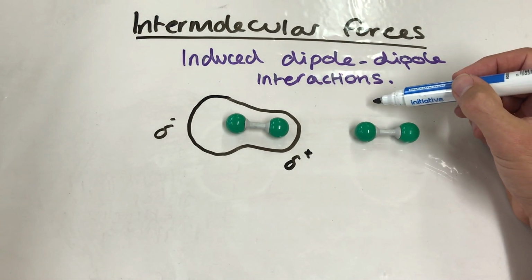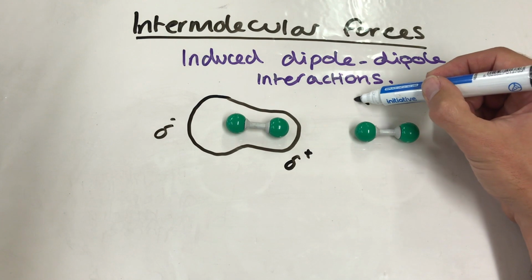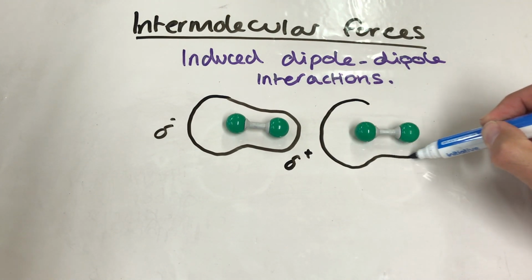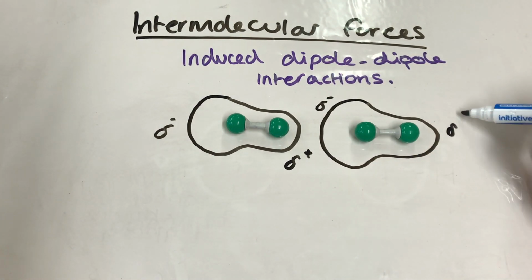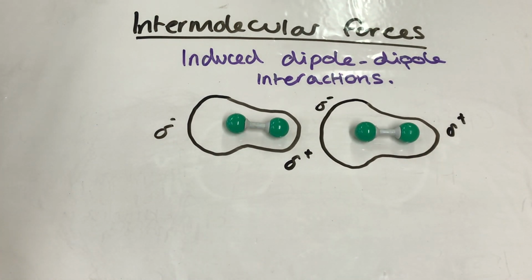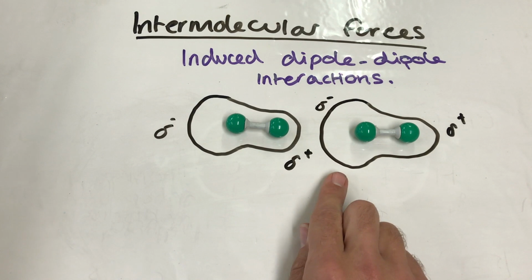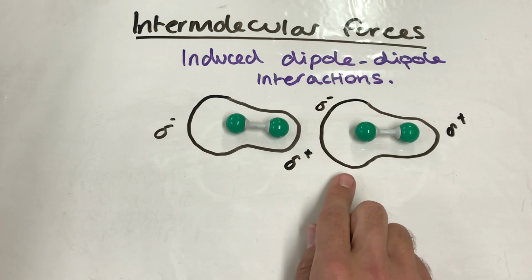And exactly the same way as with the helium atom, that will then draw the electrons to one side of the chlorine molecule, making this side slightly negative and this side slightly positive. So again, you get a slight attraction between these two chlorine molecules.